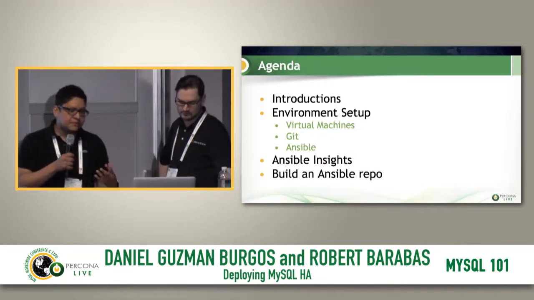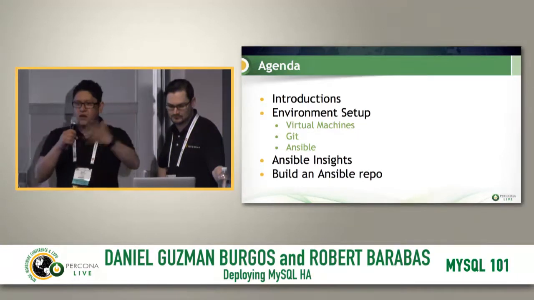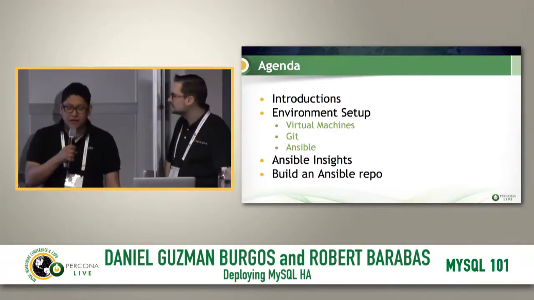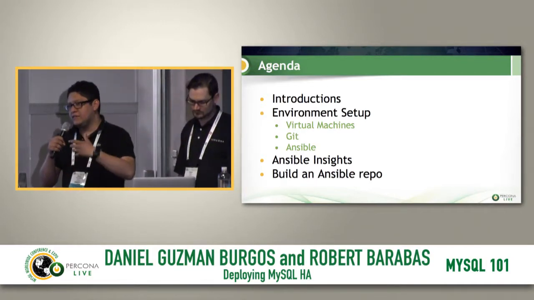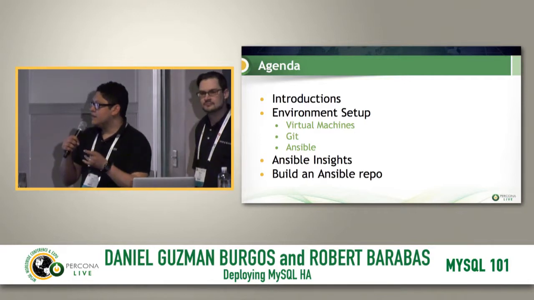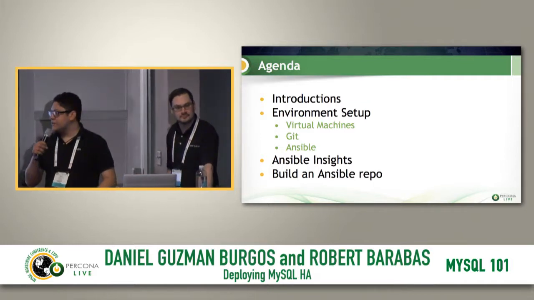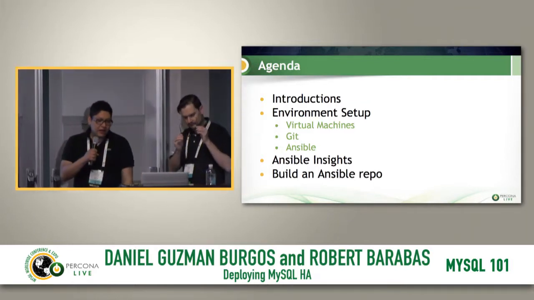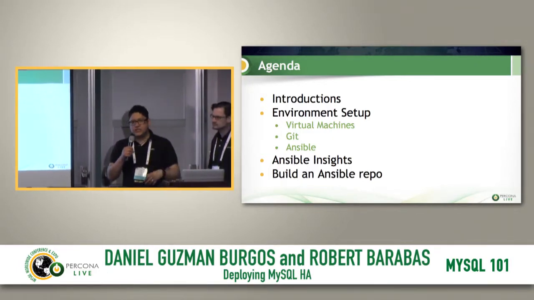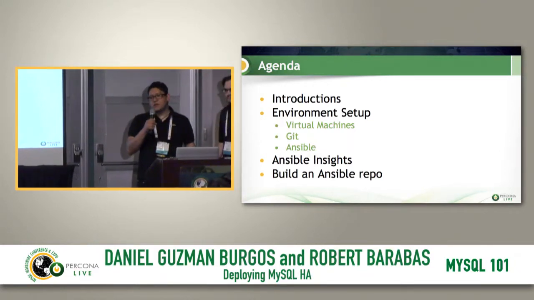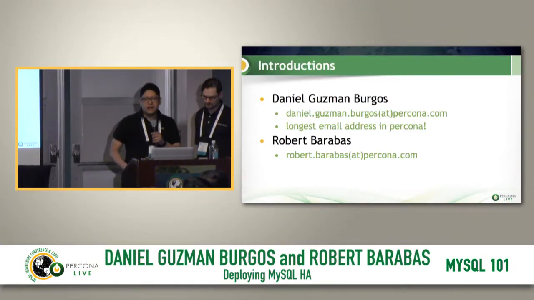Okay, this is the agenda. We're gonna do some basic introductions about the whole thing. We're gonna talk about the environment setup, which is all the things that we need for a successful deploy. It includes something about VMs, virtual machines, some little things about Git, and of course Ansible. Then we're gonna move to Ansible insights, terminology, concepts, and at the end we're gonna build an Ansible repo. So there are our emails.